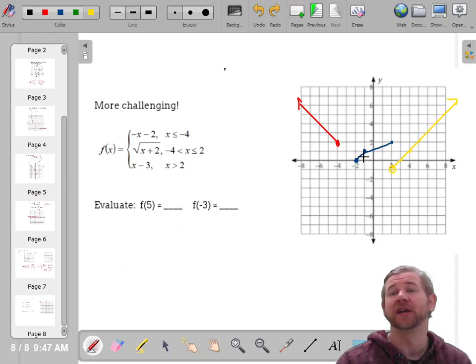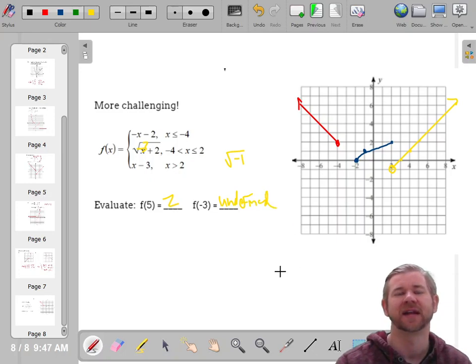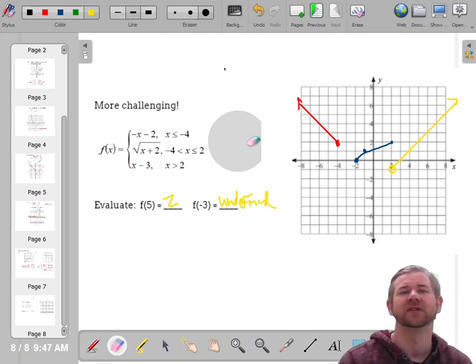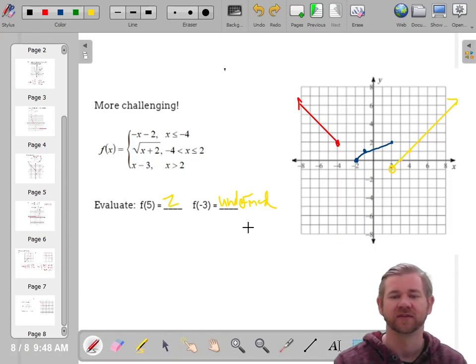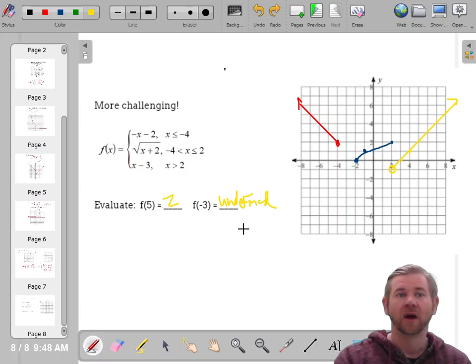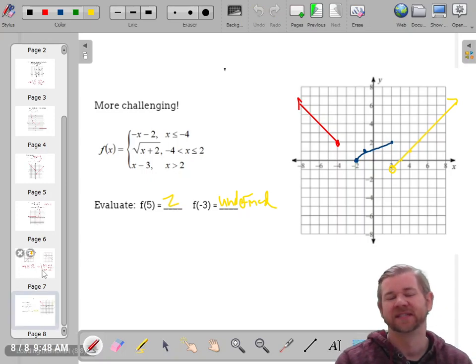F of 5, when you plug in 5, you're right here. The y value is 2. And negative 3, wait a minute. Negative 3, if you try and plug in negative 3, you get the square root of negative 1. So we could say i, but we're just going to say this is undefined. It doesn't actually have a value that is on the graph. Negative 3 is right here, and you can see that's not in the domain of this radical. So we'll just say it's undefined. All right, or we can say it's non-real.